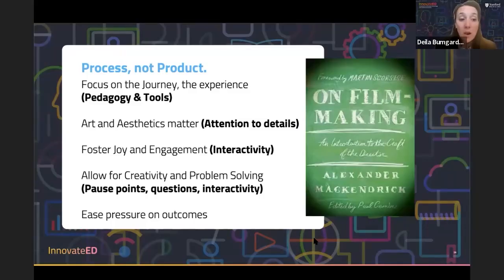When it comes to art and aesthetics, this is sometimes as simple as attention to detail. Did you put these pictures, images, colors, fonts, movements in with intention? That's really the simplest breakdown I can give you, is be intentional about what visuals you associate with your instruction. Fostering joy and engagement, I think, often takes the form of interactivity. How does someone engage with your materials?